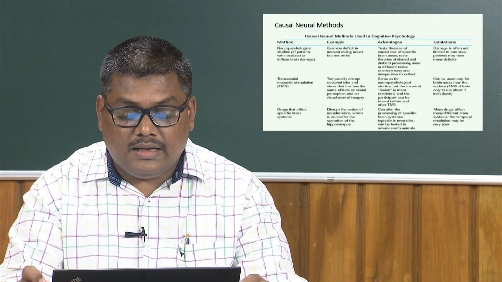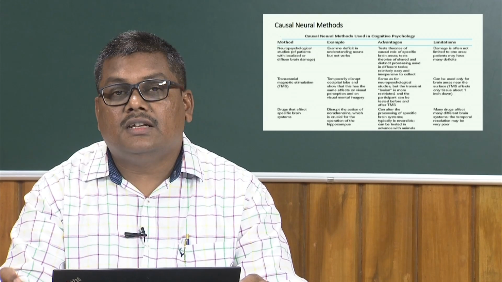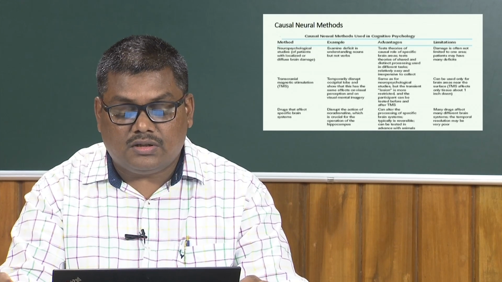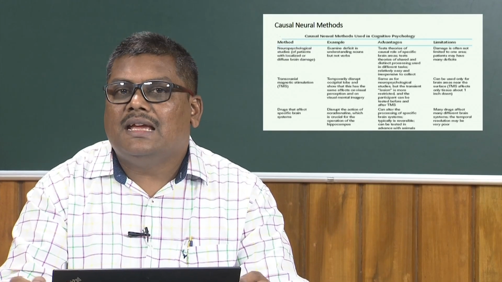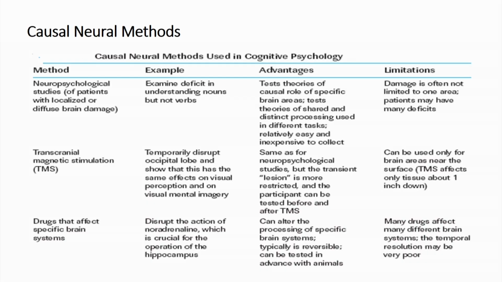One example is the disruptive action of noradrenaline, which is crucial for the operation of the hippocampus. So, noradrenaline injection is given to the hippocampus, and the hippocampus becomes temporarily disturbed, and so when you give a memory task to this person, he will not be able to process this memory task and will not come up with a better performance on the particular retrieval paradigm in comparison to somebody who has no disruptions. This will show to what extent which part of the hippocampus relates to a particular memory type.